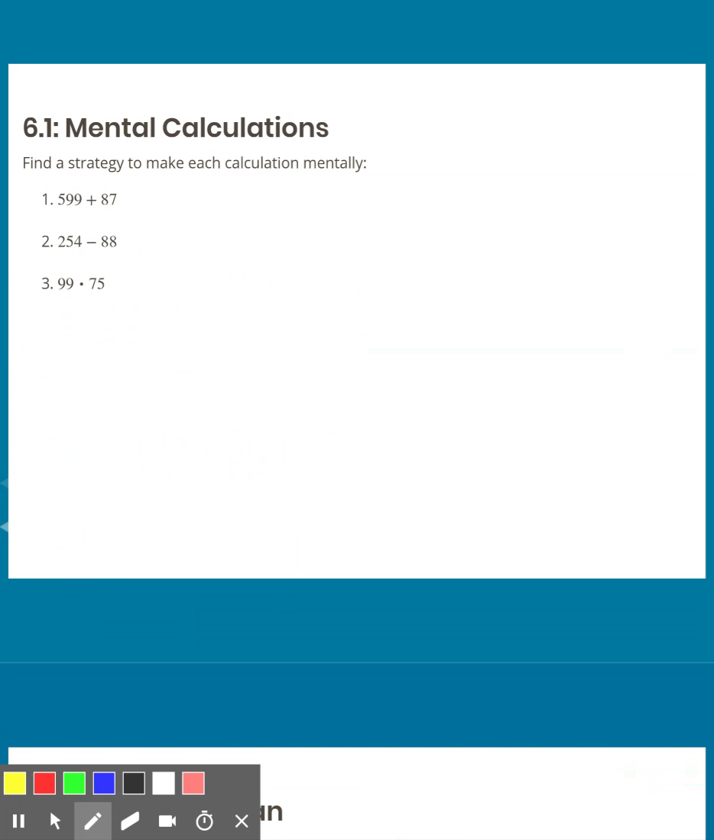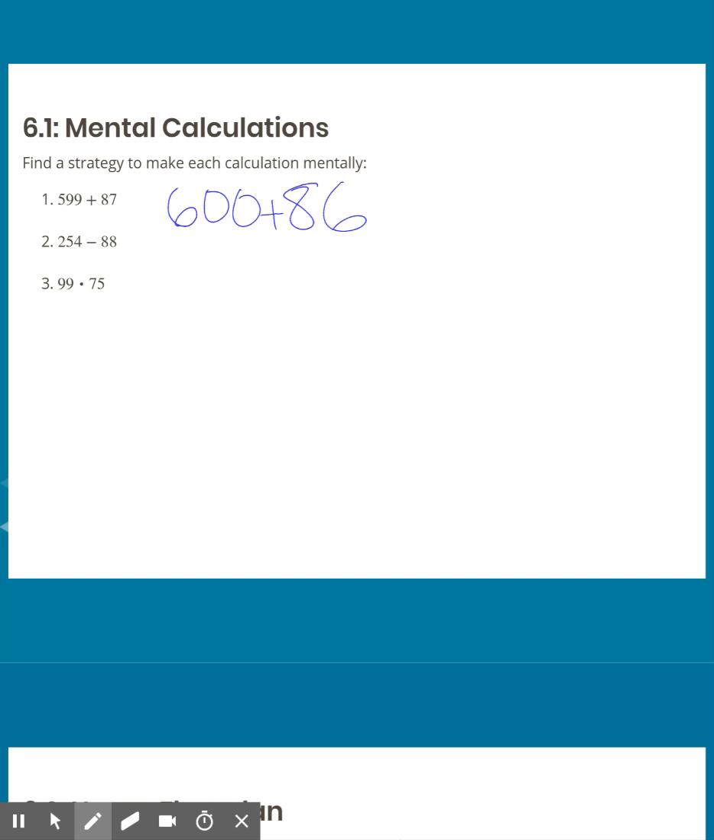give one and get one. So the 87 becomes an 86 because it gives 1 to the 599 to get 600. And then we have 686, which gives us 686. On the second one, I do this one by subtracting 100 and then adding 12 back in.